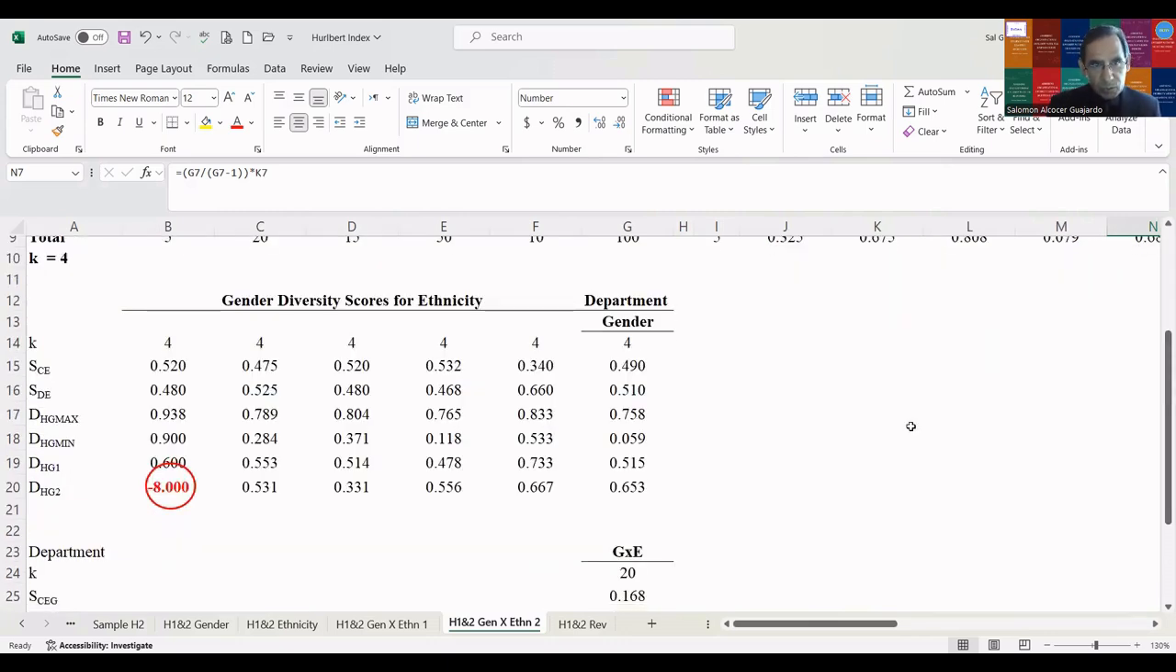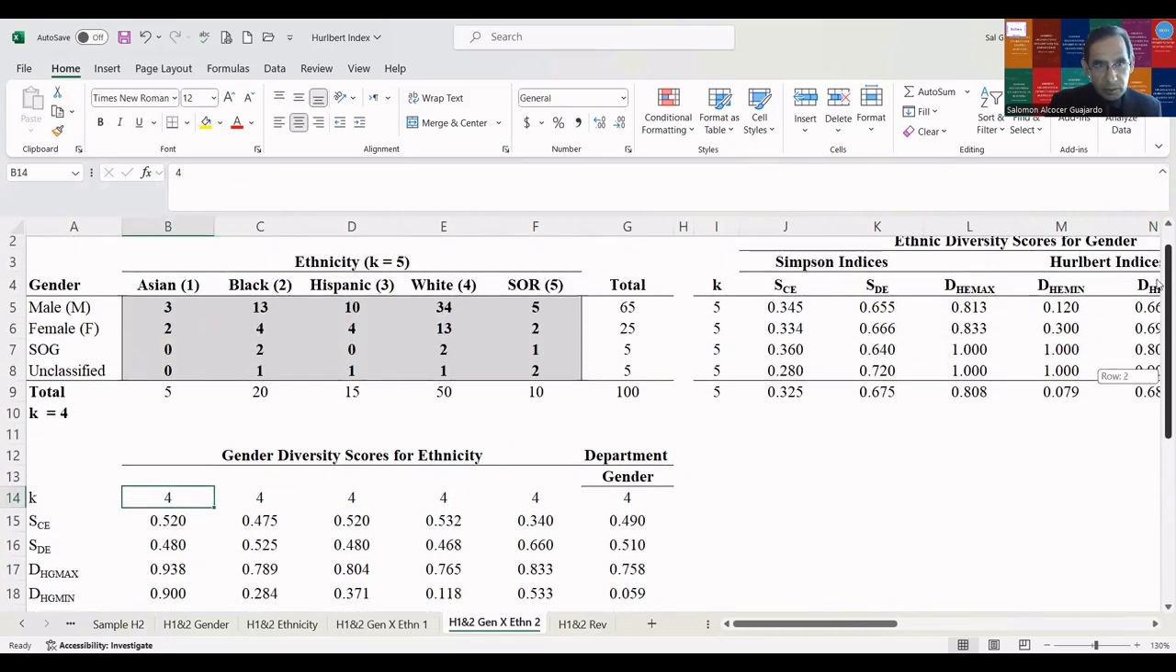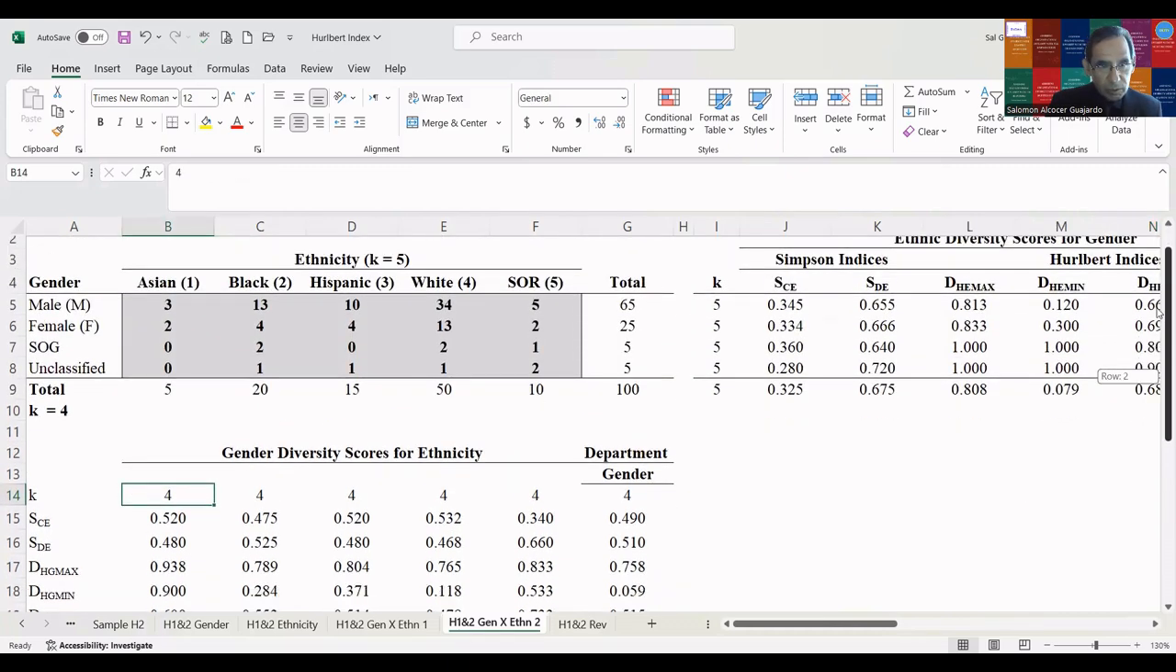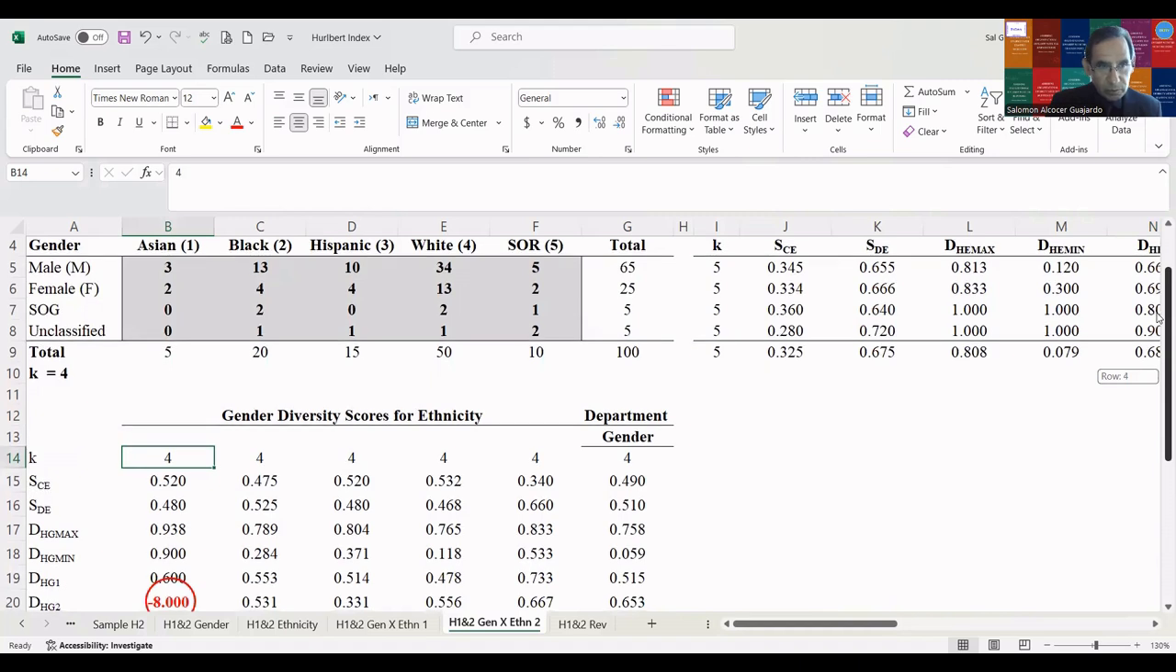Again, consistent with episodes 1 to 3, I applied the same formula to the same gender data for each ethnic group. So in column B, B14, I have 4 gender categories for the Asian women, the same for the Asians, same for the Black workforce, same for the Hispanic workforce, all the way to some other race.